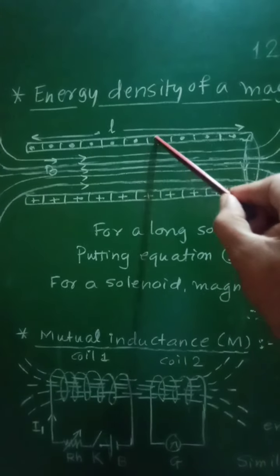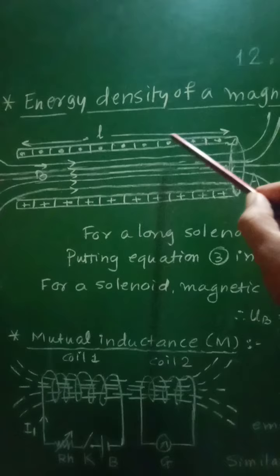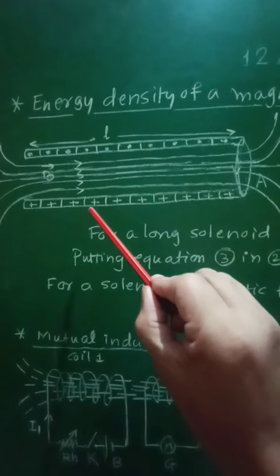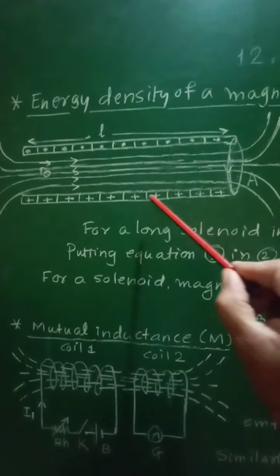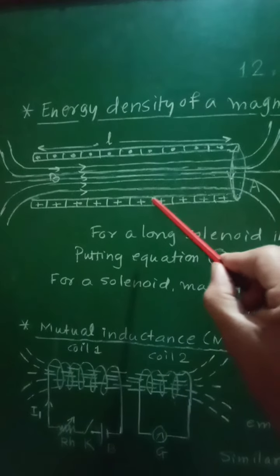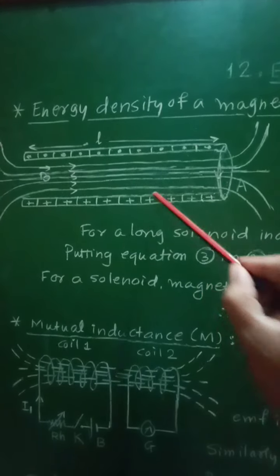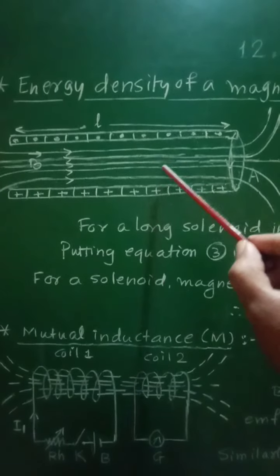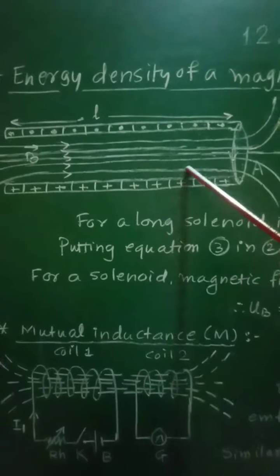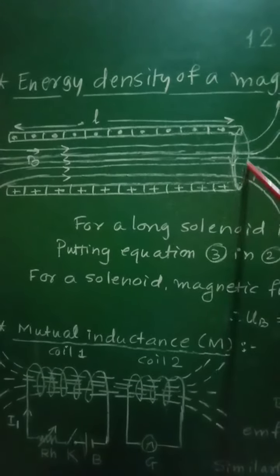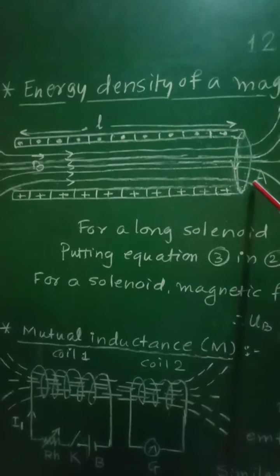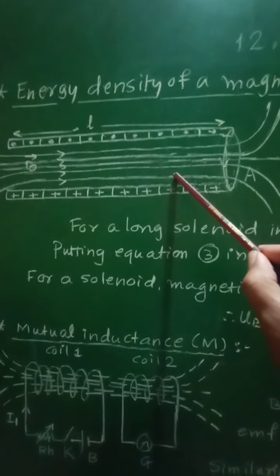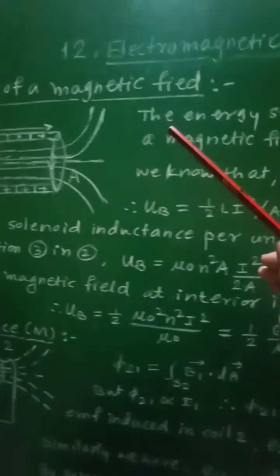Now these dots will represent that the magnetic field B is directed out of the plane of the board, and these plus signs will represent that the magnetic field B is directed inside the plane of the board. Then the volume associated with this length L of the solenoid will be equal to AL, because the solenoid is in cylindrical shape and volume of cylinder will be equal to area of cross section into length, and therefore it is AL.